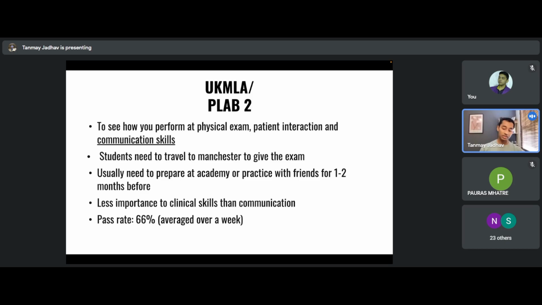Once you've passed all your steps, you apply for GMC registration. Once you've got that, you apply for a house officer post, which is a non-training job, or you can directly apply for a training job if you've worked for a year during your bond after your MBBS.